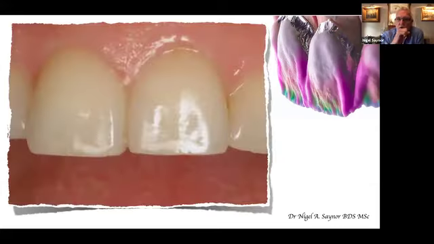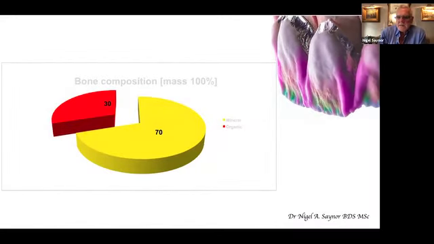So to transform a case that is as complex as that, which means explantation, grafting, reimplantation, and changing a few things to get a result like that is quite significant. But to do that, you've got to understand what the composition of bone is. Now, bone is a living tissue, and it's composed of 70% of a mineral compound and 30% organic.